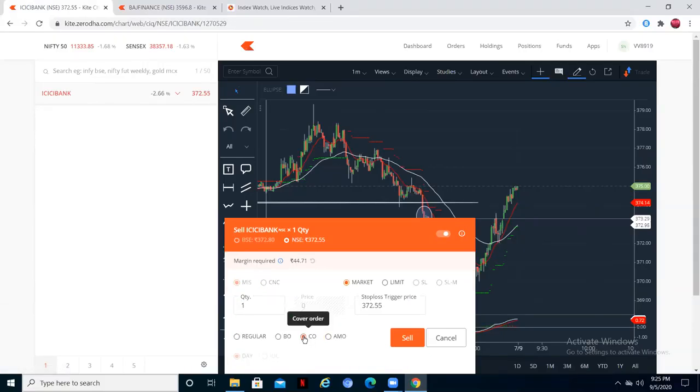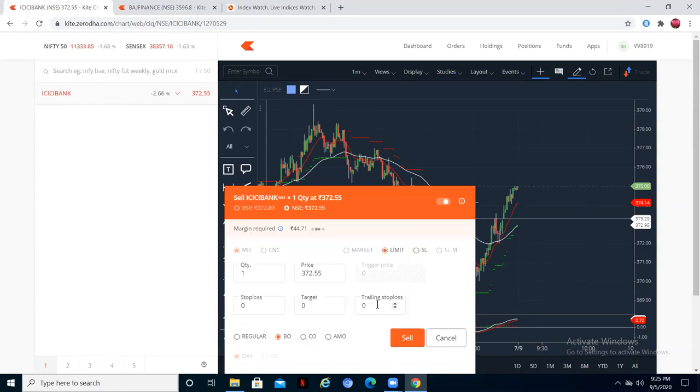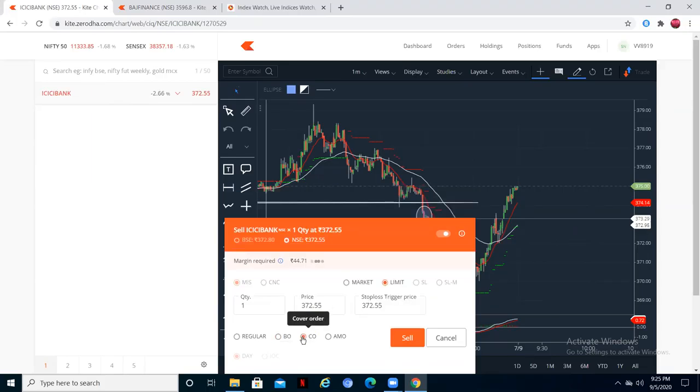We are always supposed to trade using the cover order. That is because using the cover order, you do not need to define your target. Using the bracket order, you need to define the target. So that is the reason we are using the cover order. There are only two ways to trade using margin in intraday: the first one is bracket, the second one is cover. So we are choosing cover order.